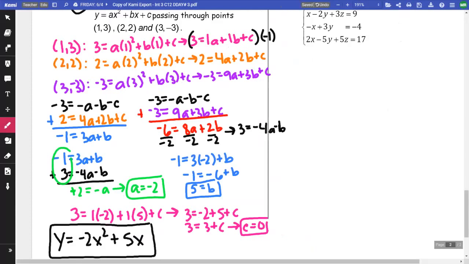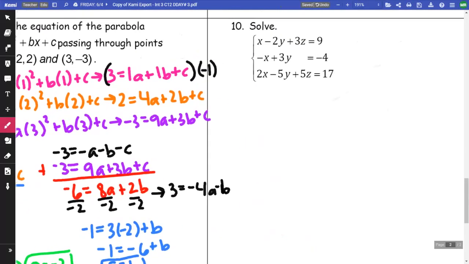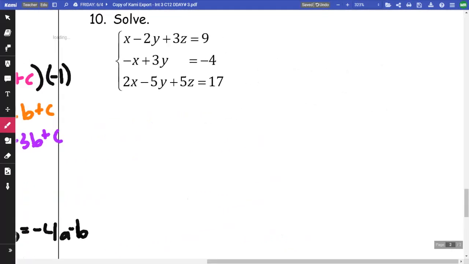Okay, similar process on the next one. It is a system of equations. We want to try to get 2 equations with 2 variables and then solve. So looking at this one, I actually have an equation. Let me highlight it. This equation right here, that is 2 variables, has an x and a y. So I'm going to keep that equation.